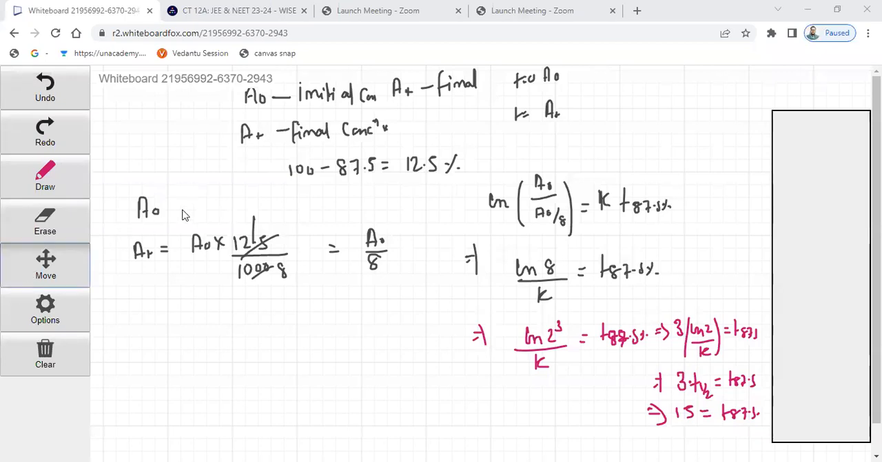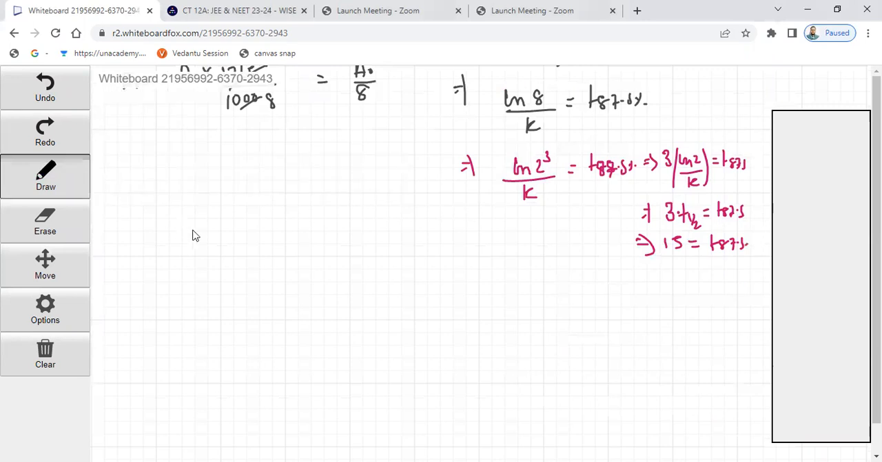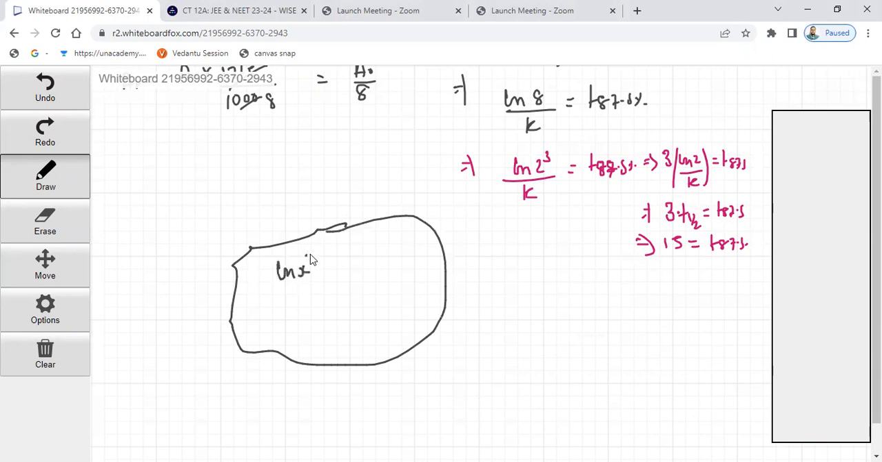Overall, you have to remember the properties of ln. One of them is that ln of x to the power n will be written as n into ln x, meaning any power value will be multiplied.